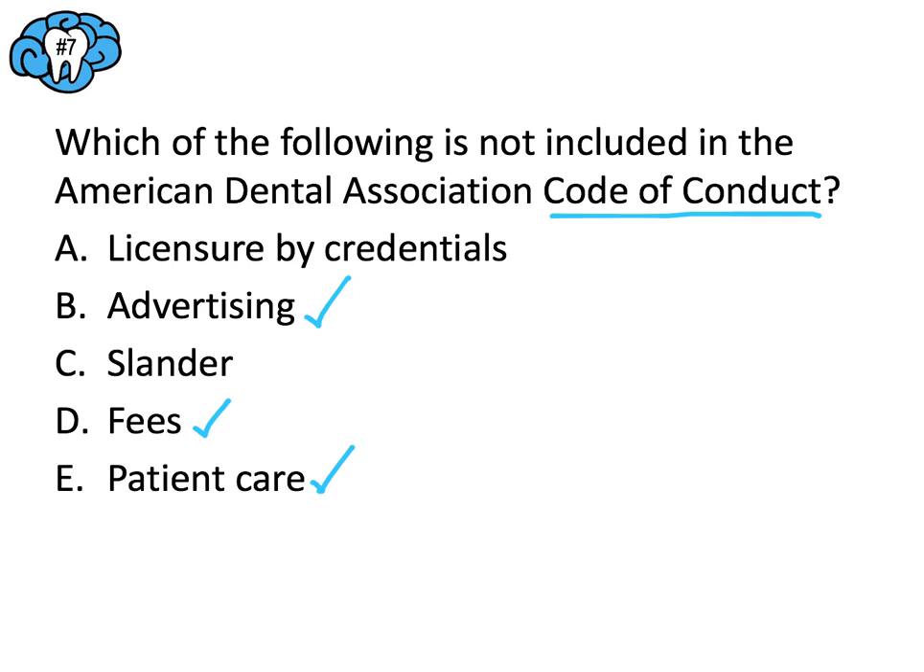Now, what does slander mean? That means you're saying something bad about another dentist or another dental professional. This is also something we should not be doing under the code of conduct. This is an ethical requirement not to slander another dental professional. And this is under the ethical principle of justice or fairness. So that is also included. Now, licensure by credentials, as I alluded to before, varies from state to state. It's not really an ethical concern. There are certain requirements that you need to uphold and meet, but they're not under the 5 ethical principles. So the answer here is A.